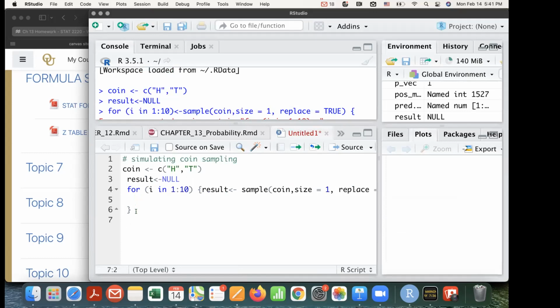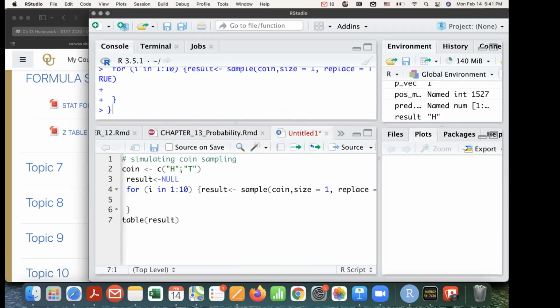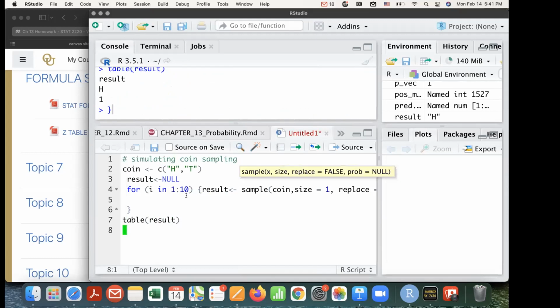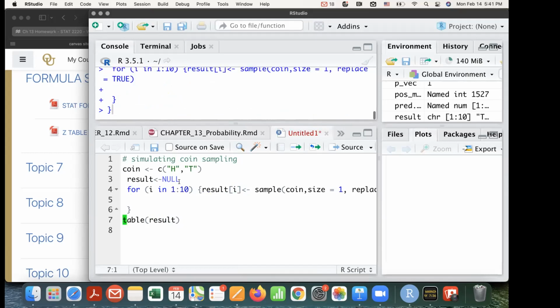And down here, let's see. After all that, I see a head count. How many tails am I gonna have? Table. Why don't they put a function for me? Table of result. Okay, so let's run. Print result. Right. Oh, something's wrong. Table result, sample coin, size, replacement true. Something's wrong. Oh, result. Oh, that's right. I only did one. Okay, result has to be i. One more time.